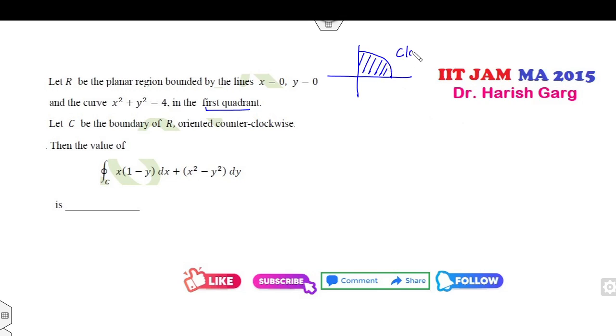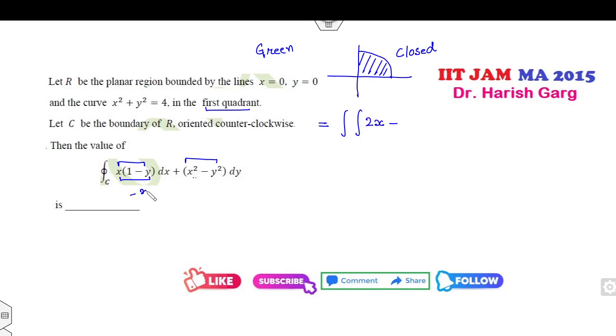And clearly say this is my closed. Clear? Also you can see these are my polynomials, so they are continuous, and their derivatives are also continuous. Yes, you can apply Green's theorem. I can say it's a double integration, partial derivative with respect to x minus partial derivative with respect to y.